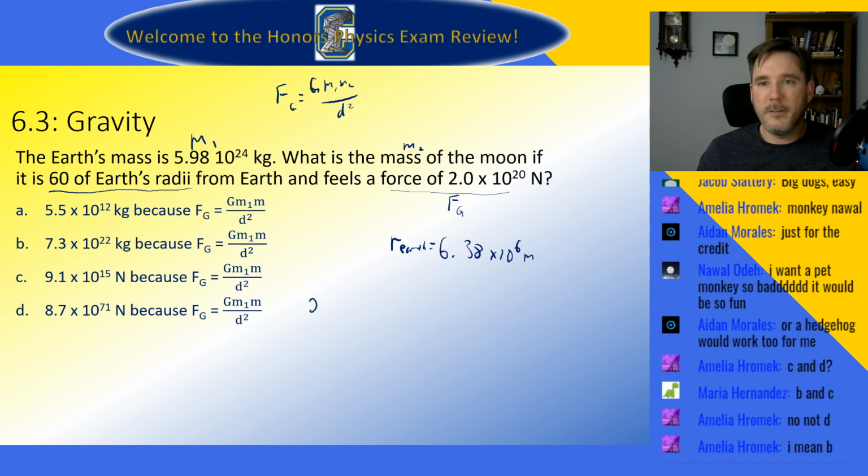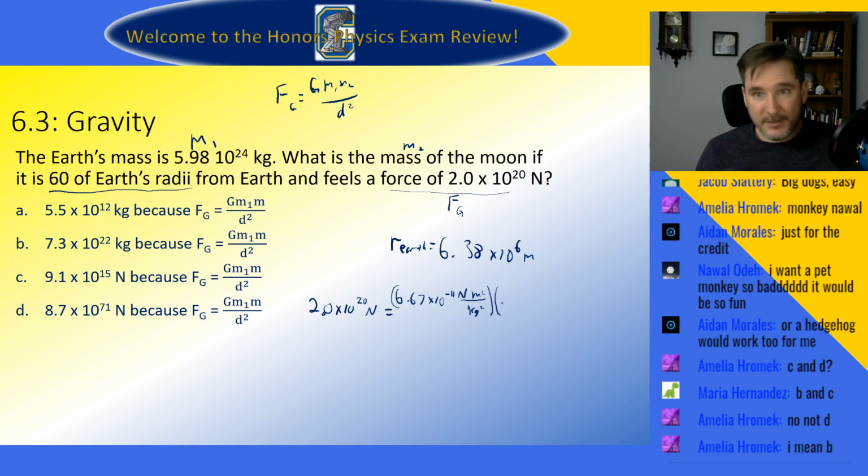So the force is going to be 2.0 times 10 to the 20th newtons, equal to G, and on the equation sheet, G is going to be 6.67 times 10 to the negative 11th newton meters squared per kilograms squared. I messed that one up. Kilograms squared is on the bottom, and that means meter squared is on top. Definitely have your equation sheet on here.